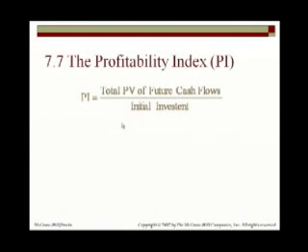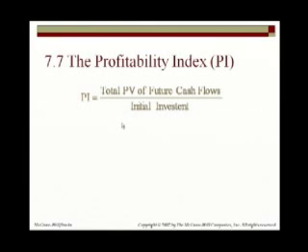Profitability index is defined to be the total present value of future cash flows divided by the initial investment. What's the difference between this and net present value? Net present value is total present value of future cash flows minus initial investment. Profitability index is total present value of cash flows divided by initial investment. So the difference: one is subtracted, one is divided.